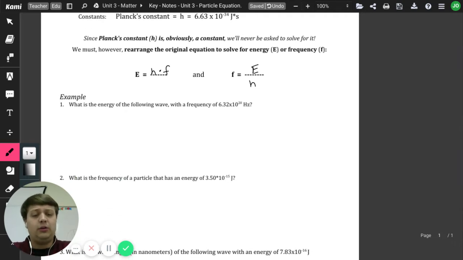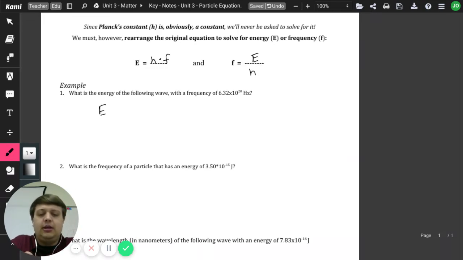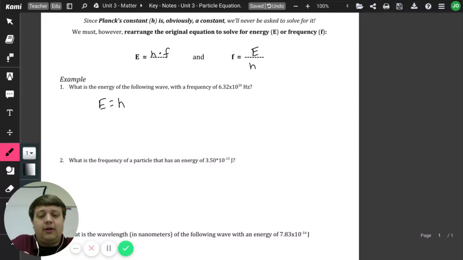So how do we do this? Again, it's plugging in your numbers and you're solving. So what is the energy of the following wave with a frequency of 6.32 times 10 to the 20th hertz? So I know that my energy equals Planck's constant times frequency.